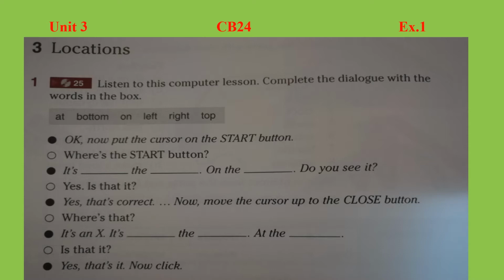Okay, now put the cursor on the start button. Where is the start button? It's space, the space, on the space. Do you see it? Yes. Is that it? Yes, that's correct. Now move the cursor up to the close button. Where is that? It's an X. It's space, the space, and the space. Is that it? Yes, that's it. Now click.